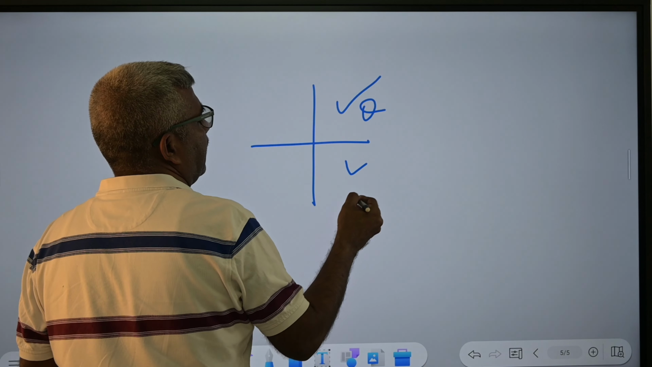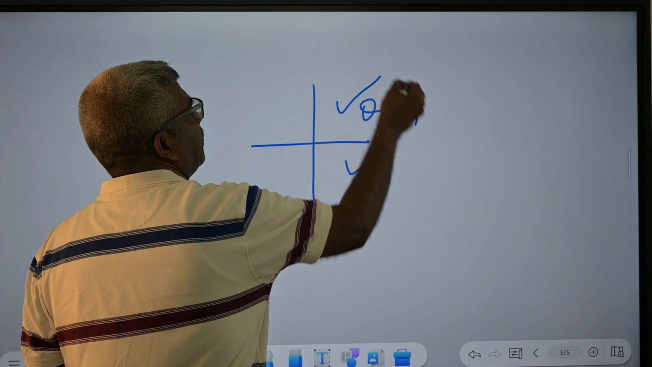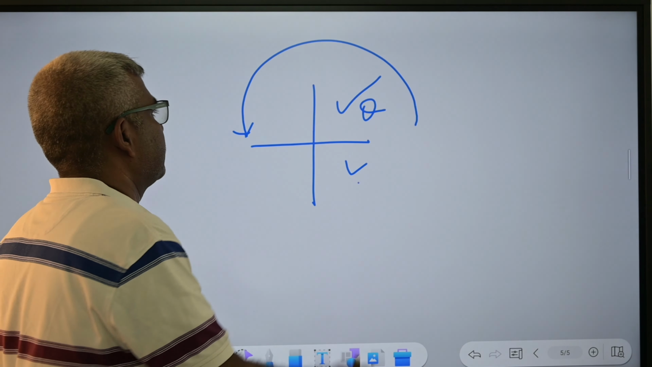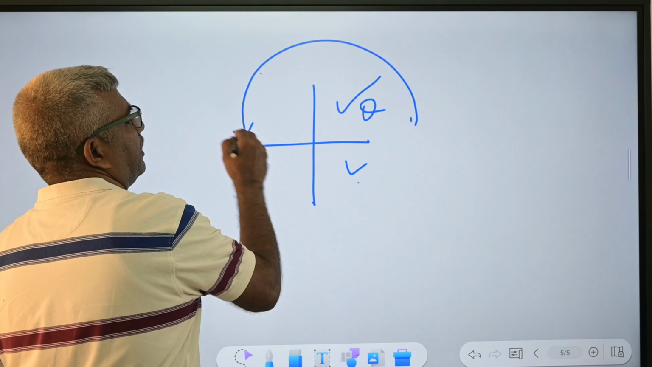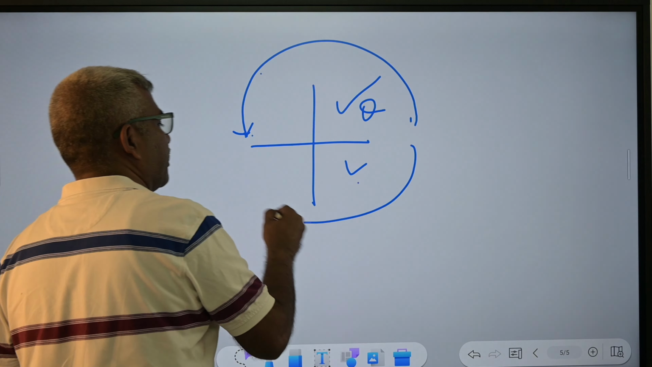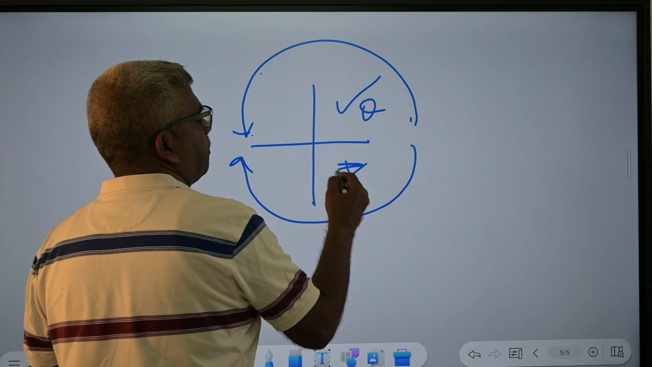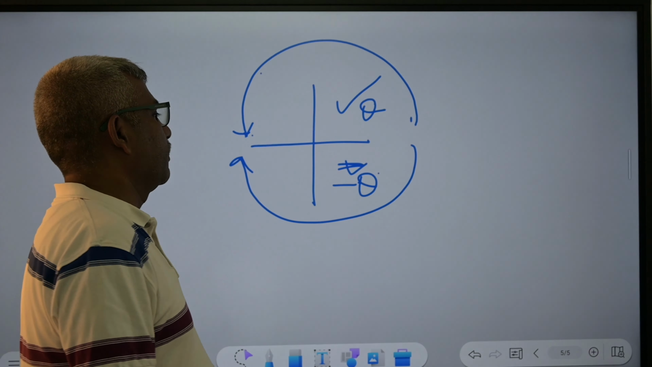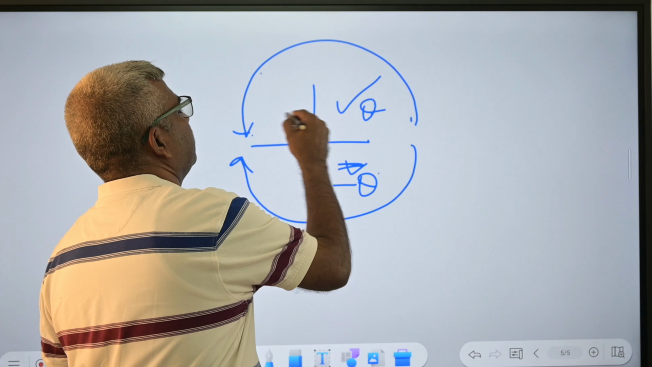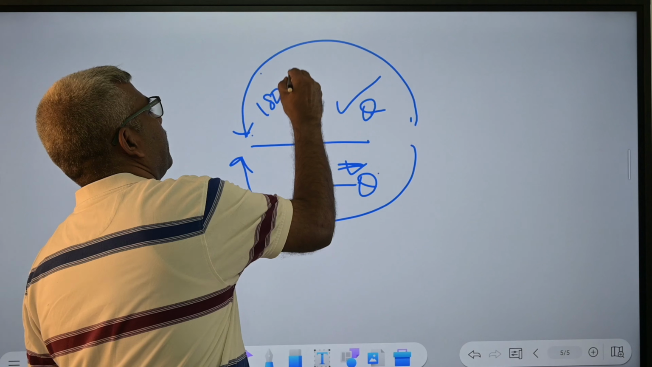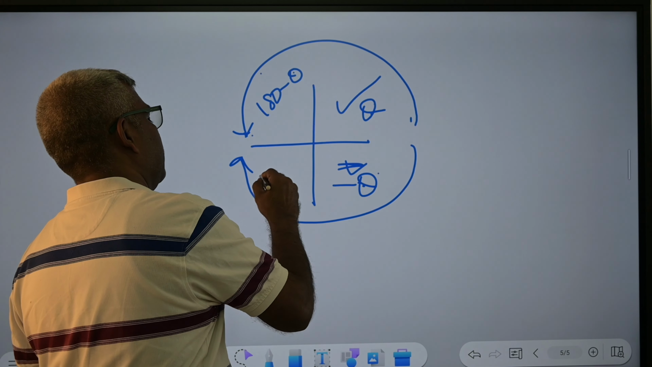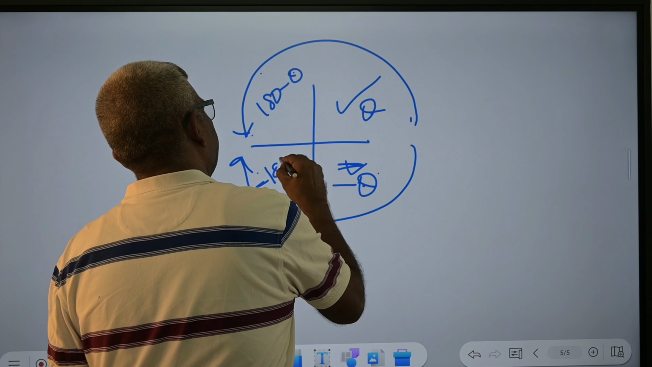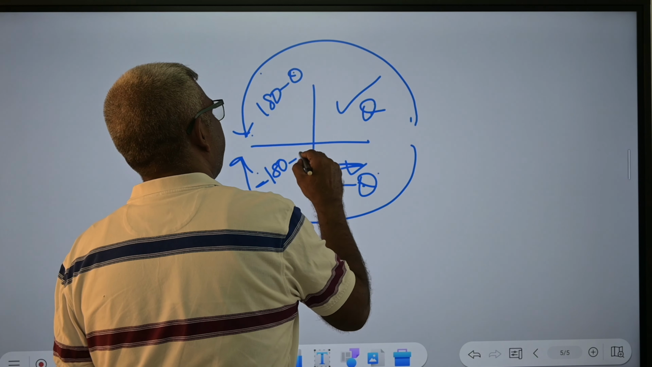So, here and here. Minus pi to pi means 0 to pi, you check it out. This is a span. Then another span is here. So, it is minus theta. You understand? Here theta, this is 180 minus theta. This is minus theta, minus 180 plus theta.